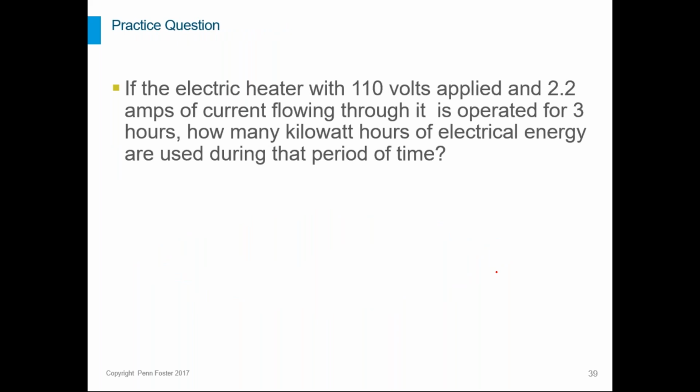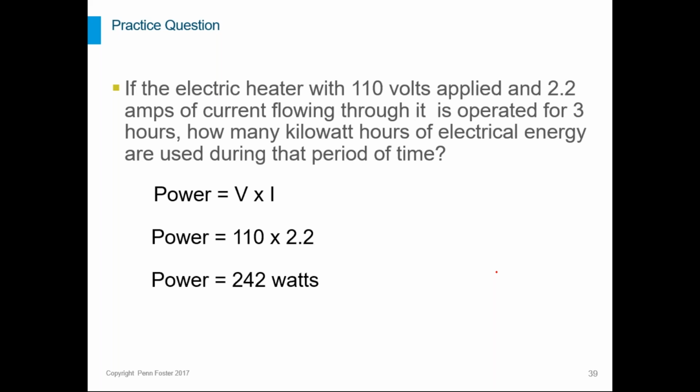So here's an example of that. We have an electric heater with 110 volts and 2.2 amps, and it's operated for 3 hours. How many kilowatt hours of electrical energy are used? First, let's just find power. With our formula, power equals voltage times current. So 110 volts, 2.2 amps. We multiply that and get a power of 242 watts.